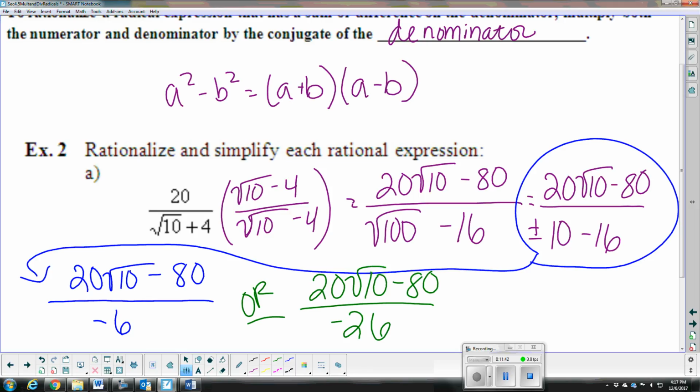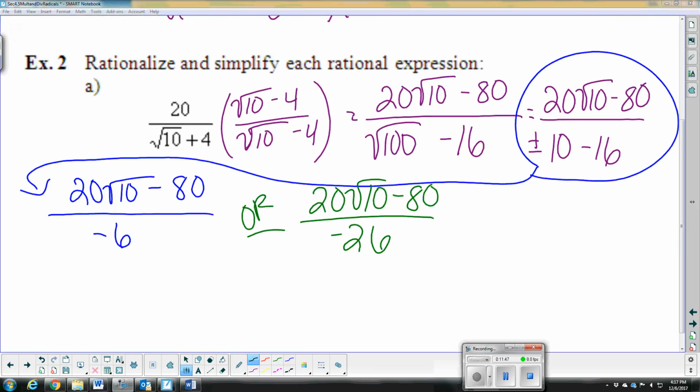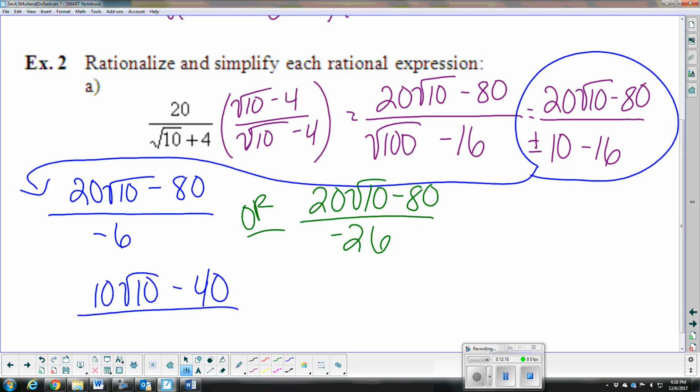All right, so now we can simplify both of these. If we use the positive 10 as the solution for the square root of 100, then we can simplify this by factoring, I think maybe 2 is our largest. So we would have 10 times the square root of 10 minus 40 over negative 3. That's one solution.